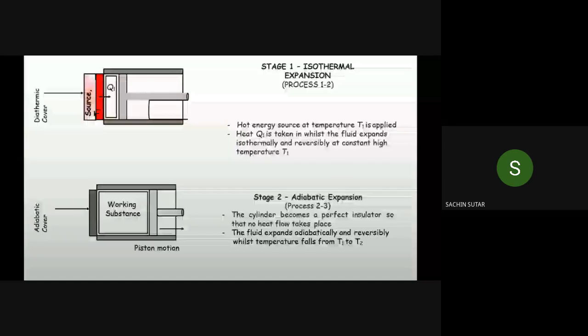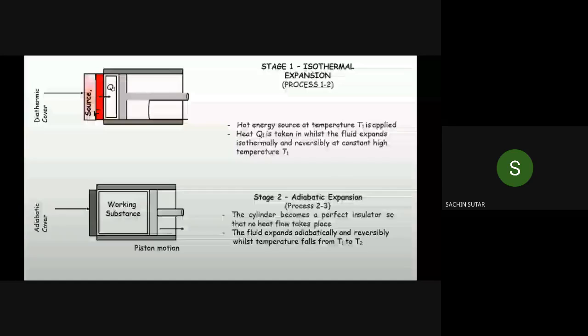Now the second step is there. It is adiabatic expansion, or we can say a reversible expansion. So first is isothermal expansion, second is reversible or adiabatic expansion. Then the cylinder becomes a perfect insulator so that no heat flow takes place. The fluid expands adiabatically and reversibly. The temperature falls from T1 to T2. In stage 1 the process is isothermal, but in stage 2 the process is adiabatic only. The temperature falls from T1 to T2. That is called adiabatic expansion.